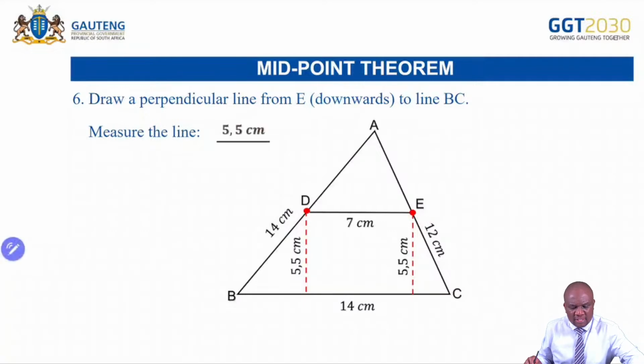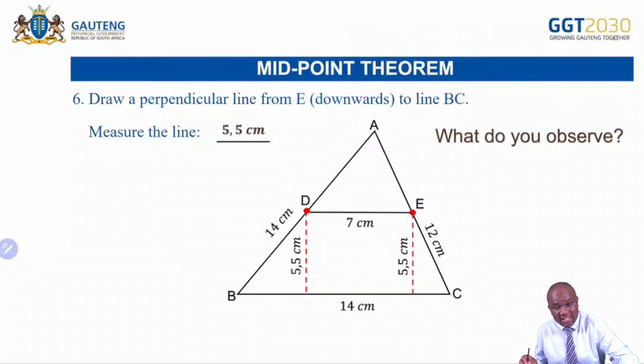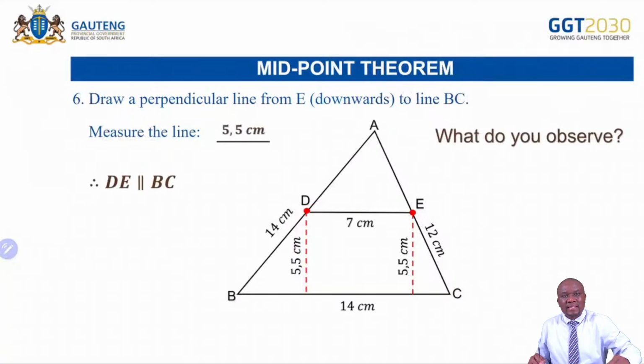So what type of lines are those which are equidistant from each other? Remember Euclidean geometry, geometry of straight lines. They are called what? They are parallel lines, right? They are parallel lines. So it means DE is parallel to BC.